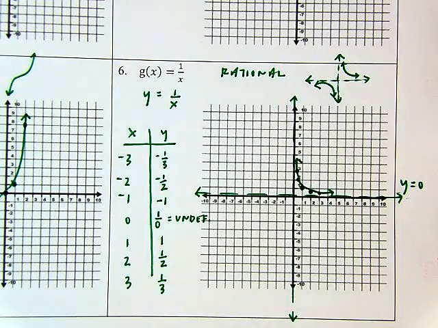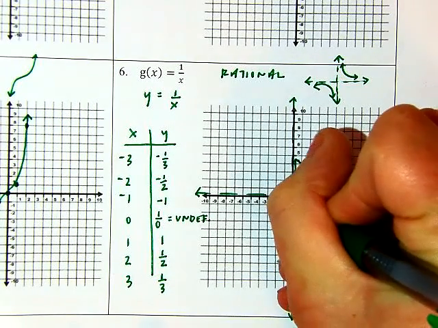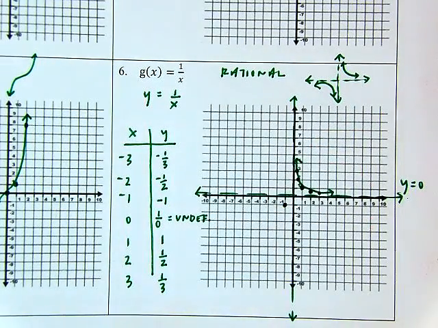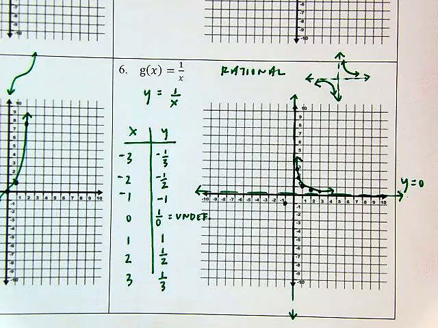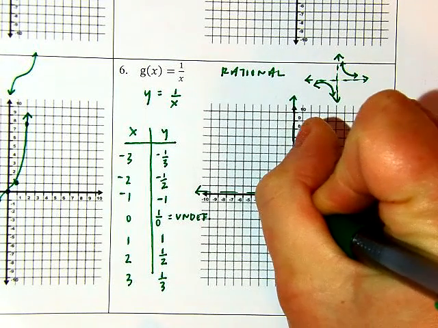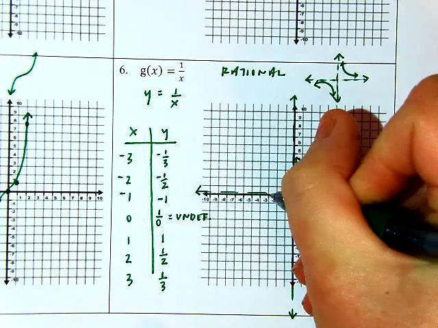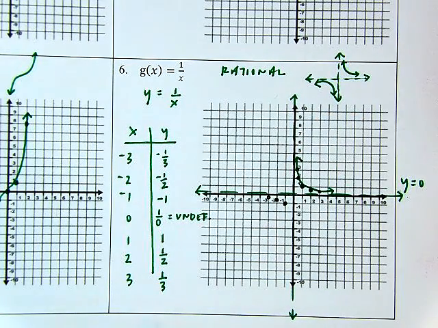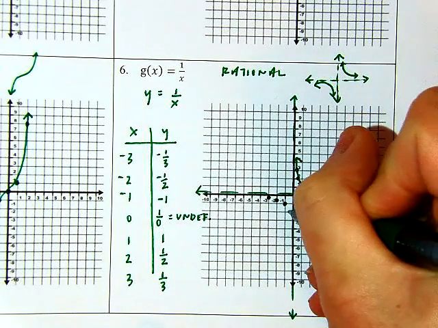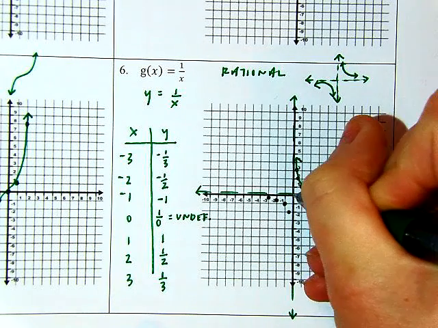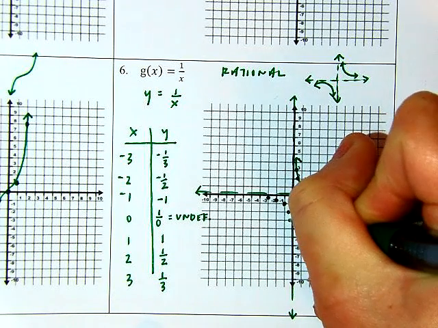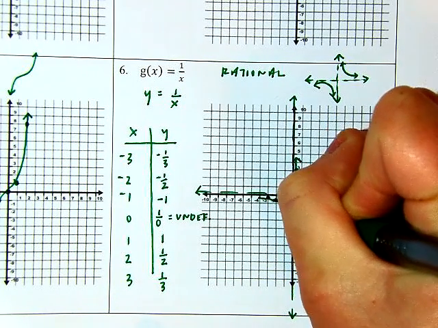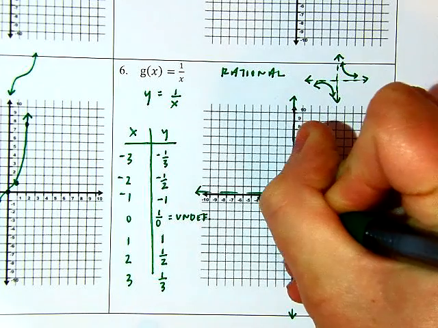I start with over 1, down 1, like that, and then as I go over 2, I go down 1 over 2, so right here. And as I go over 3, I go down 1 over 3, so right here. And if I want those reciprocal points, over 1/2 and down 2, over 1/3 and down 3, it just helps me smooth out my curve even better.